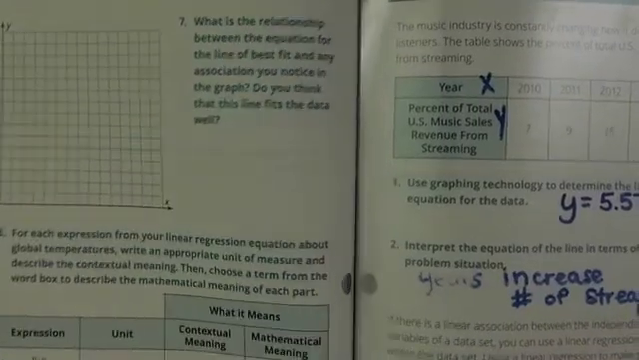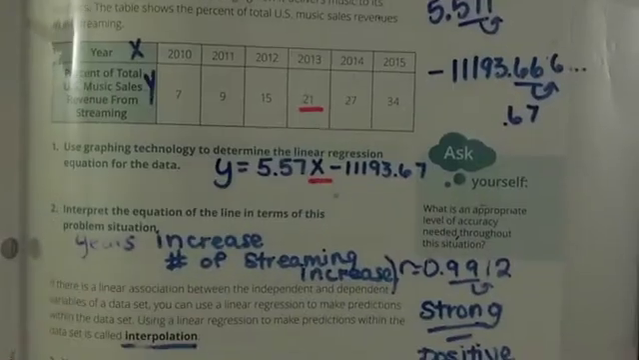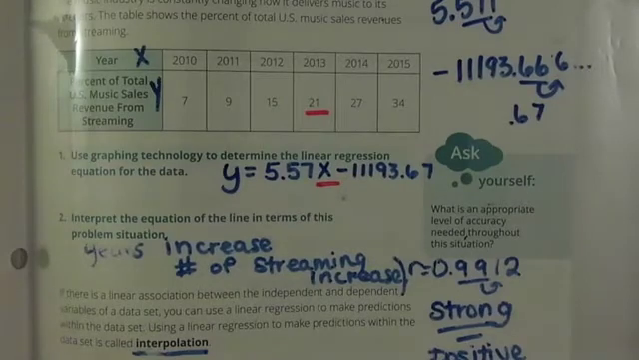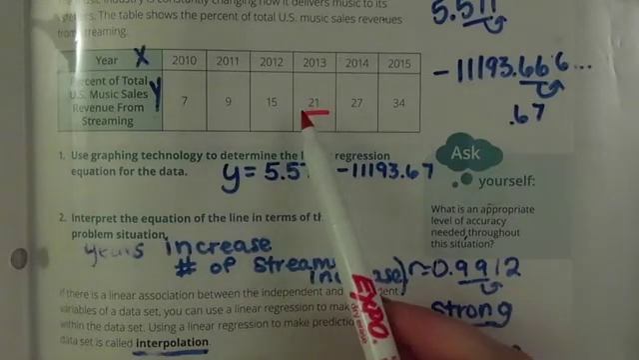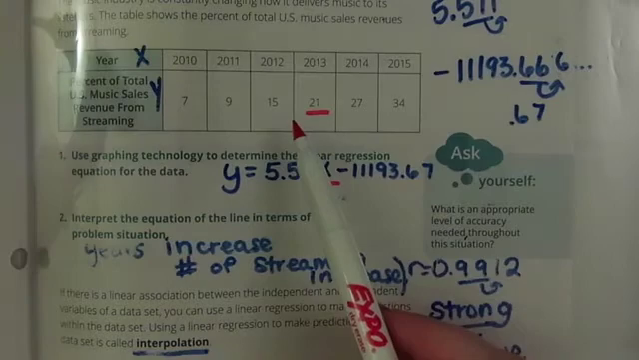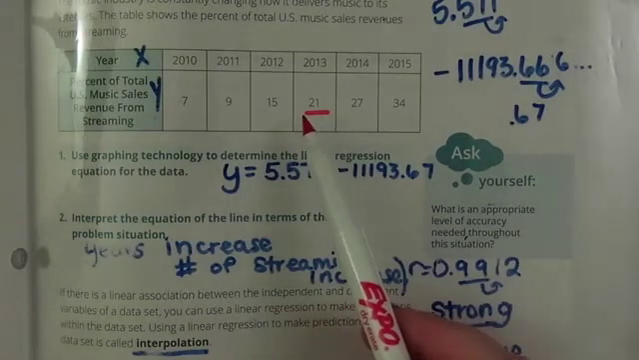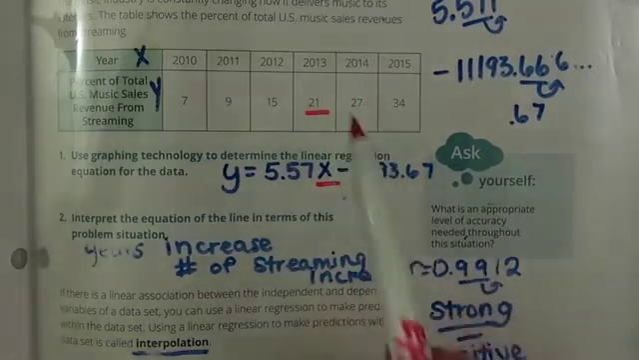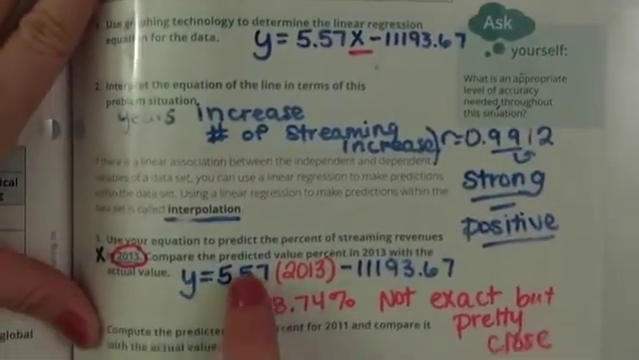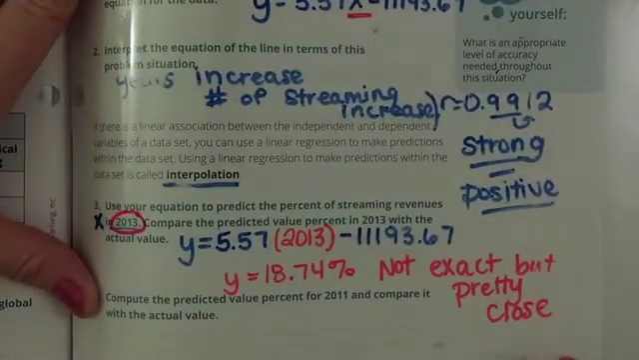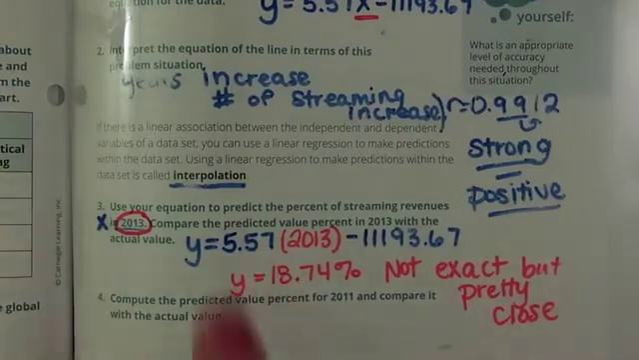If I am a producer and I want to know how much I should expect, what percentage of my sales will be streaming rather than CDs, because I don't want to make a ton of CDs if they're not going to actually sell. That's a waste of money. So they use these equations to predict information. So we're going to do the next problem and then we will talk about what it means.